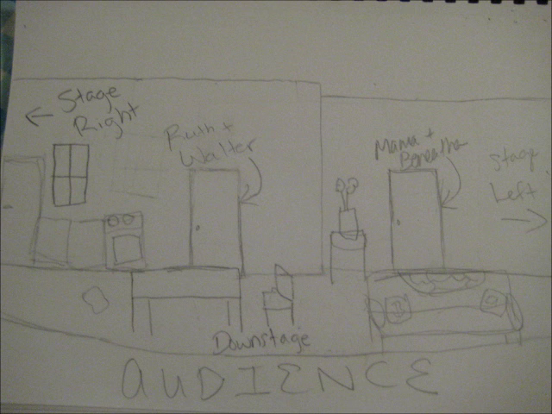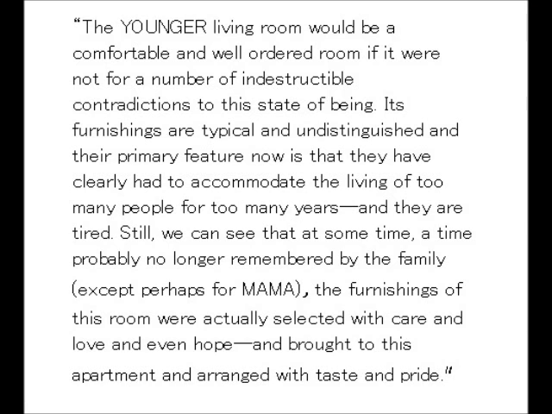So looking at this first paragraph: "The Younger living room would be a comfortable and well-ordered room if it were not for a number of indestructible contradictions to the state of being. Its furnishings are typical and undistinguished, and their primary feature now is that they have clearly had to accommodate the living of too many people for too many years, and they are tired." So it says at one point, Mama must have selected these furnishings and put them together, and they were stylish and new, and they looked really good.